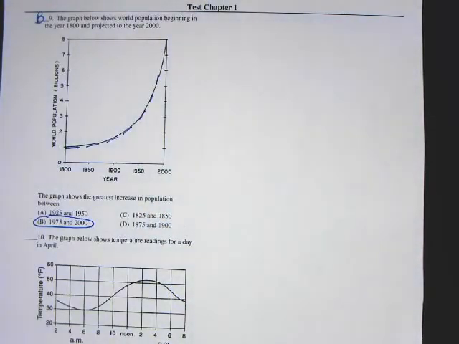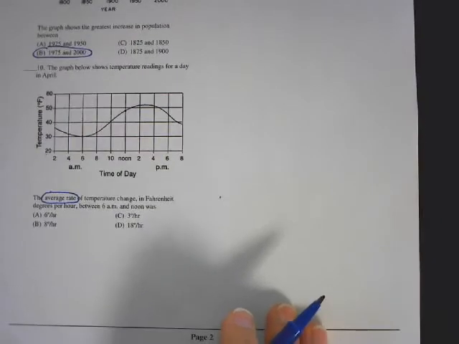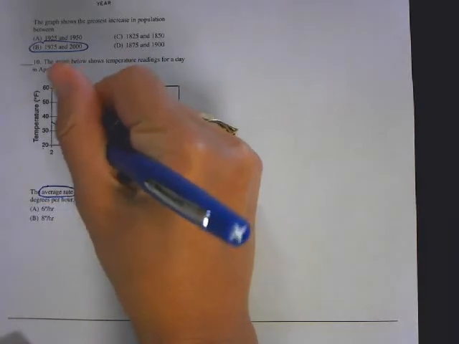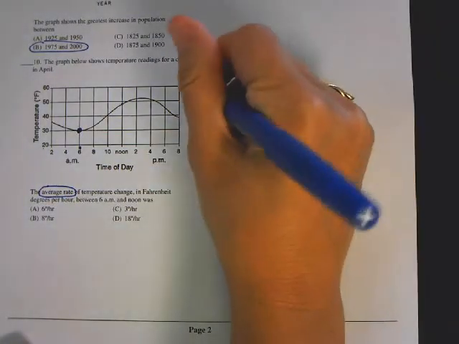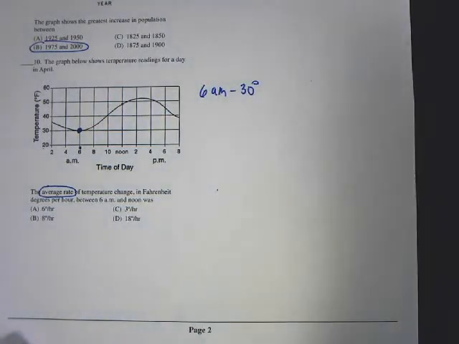And then the last multiple choice question is, the graph below shows temperature readings for a day in April. The average rate, so here's the key word. Remember, whenever we read questions, there's always going to be a key word when they ask you what you're looking for. So the average rate of the temperature change in Fahrenheit degrees per hour between 6 a.m. and noon. I'm going to look at 6 a.m., which is right here. I'm going to go to the graph. At 6 a.m. it's 30 degrees. And then they said noon, so I'm going to go to noon.